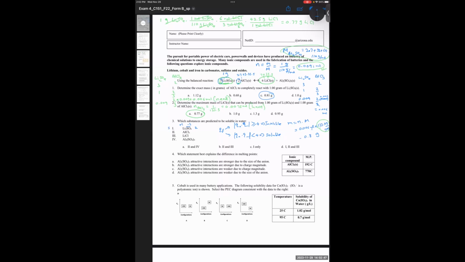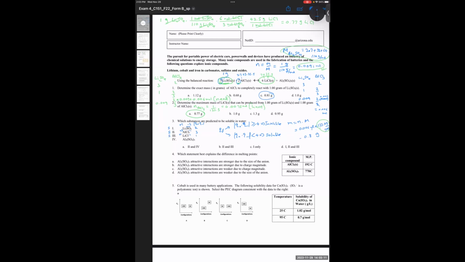And aluminum chloride, aluminum is +3. Chlorine is always -1. The charge product is 3. The absolute value of charge product is 3. So that is soluble as well. Lithium chloride, again, it's an easy one. +1, -1, charge product is 1. So we expect it to be soluble.